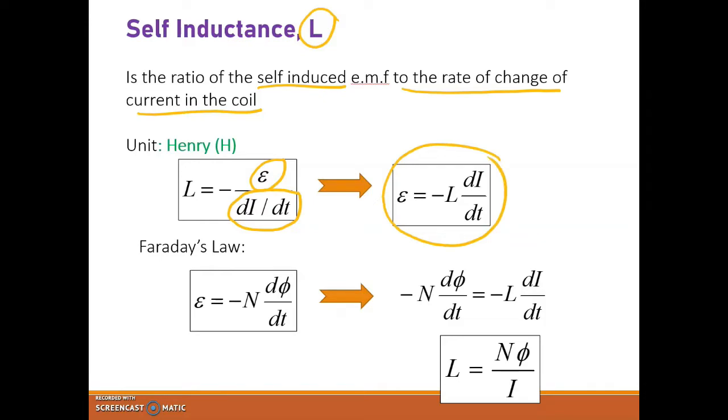From Faraday's law, we have EMF is equal to negative N d flux over dt. Okay, so then we rearrange the equation. We have negative N d flux over dt also equal to L di over dt. So we have L is equal to N flux over I for the formula for self-inductance.